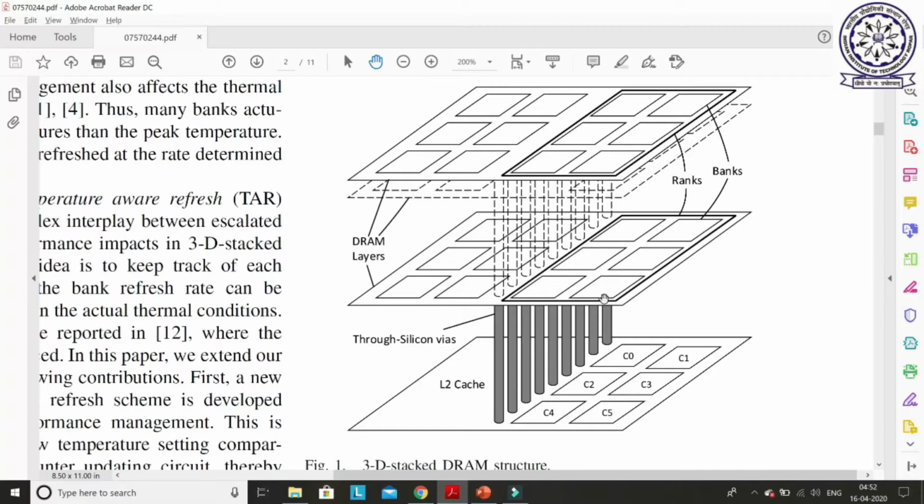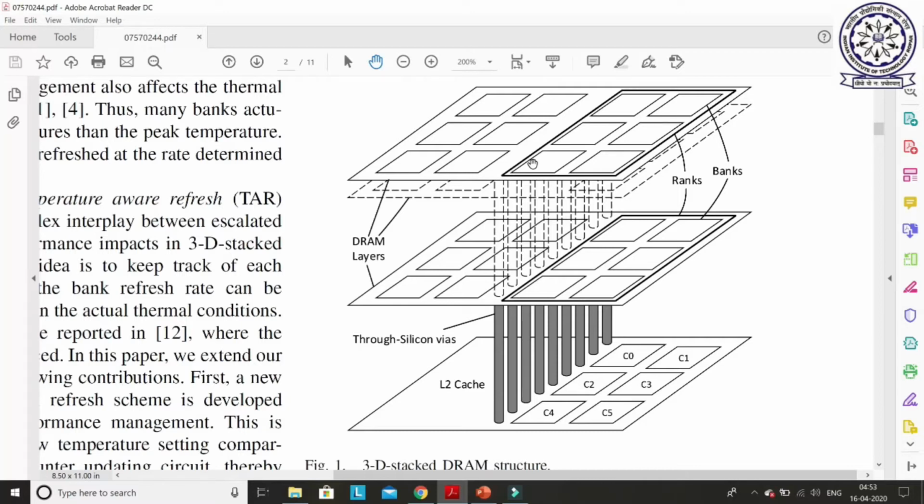So the temperature issue in the 3D stack DRAM is more compared to a normal DRAM memory. Here, the different banks may face different temperature values. The bank facing temperature here will be much higher than the bank facing temperature in these ranks. So, how to handle all this temperature in a 3D stack DRAM?